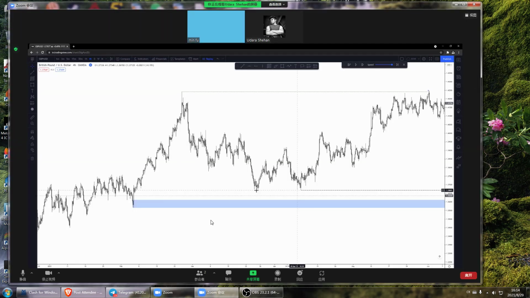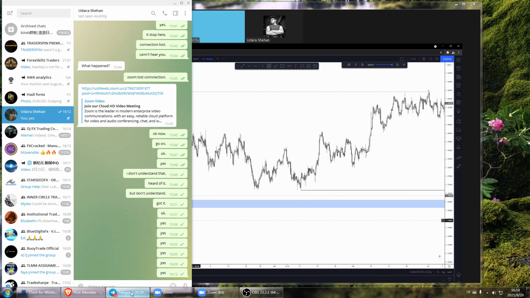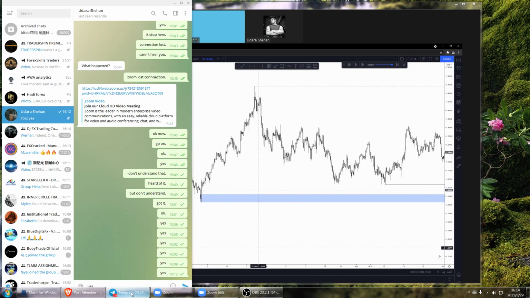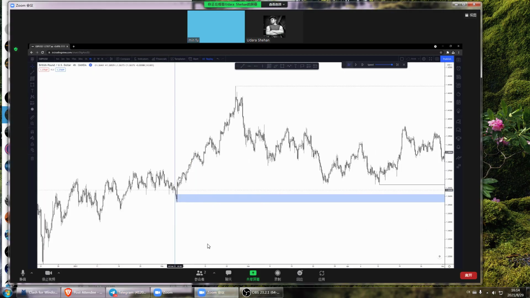Because why? We know equal lows will be taken out. So where can the manipulation come into? This is the closest one it could come into. Can you understand that? Hope it's clear. Let me know if there's any question, and then we can refine this.